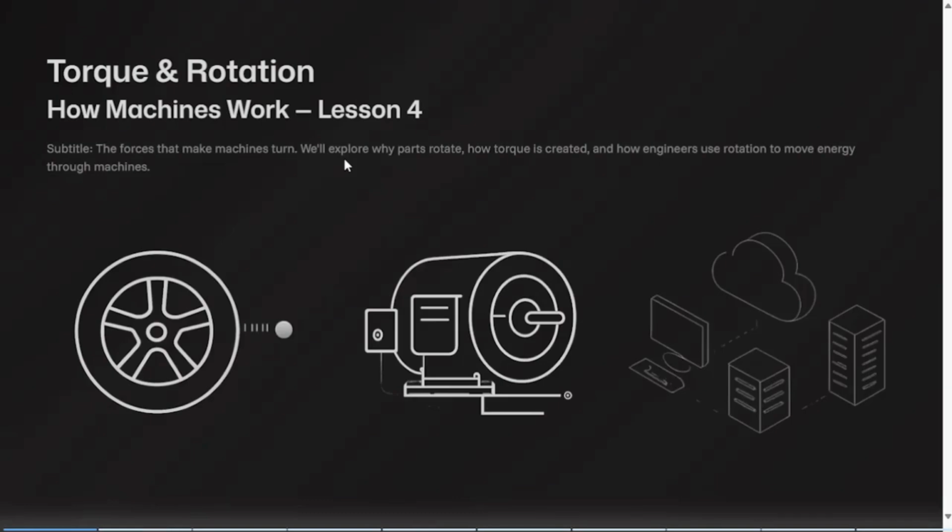Today, we're going to focus on a special type of motion that appears in almost every machine: rotation. Learn why machine parts rotate, what torque is, and how engineers use rotational motion to transfer energy and perform useful work.